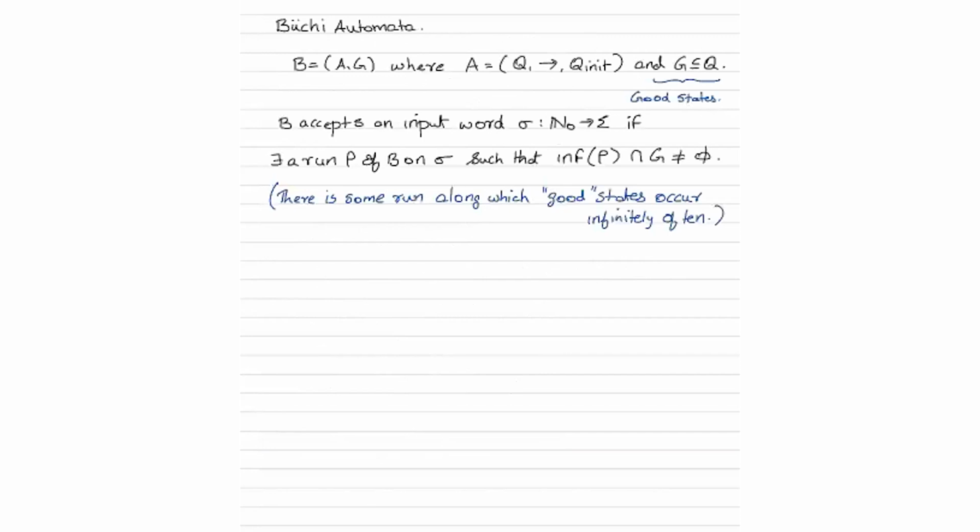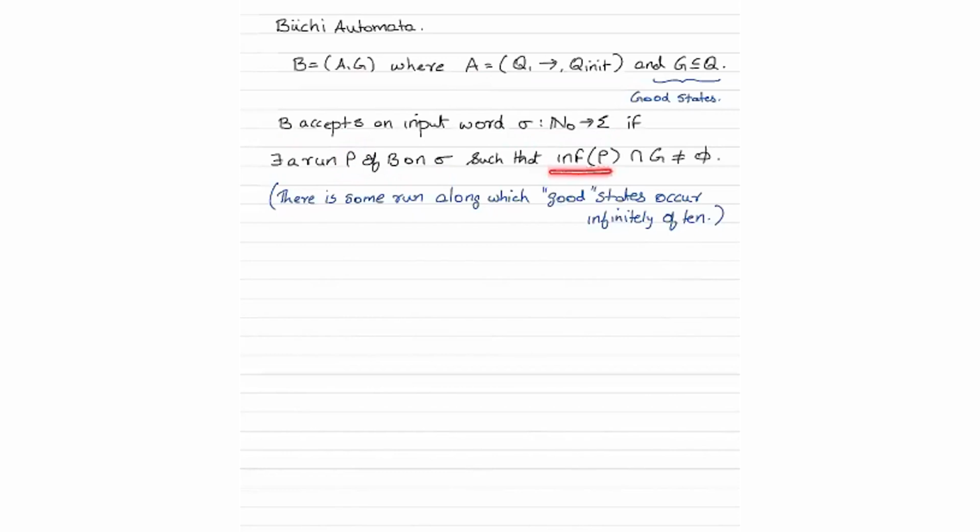These are called Büchi automata, which define acceptance as follows, right? So a Büchi automaton is a pair of this form where A is an underlying automaton. This is a standard automaton, and you have G, which is a subset of the set of states. Okay, so you think of it as a set of good states, right? So B accepts an input word, which is an infinite word, if you look at the run of B on the word. So let's denote the run as rho. Again, rho is an infinite sequence, right?